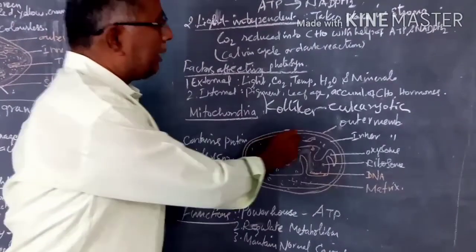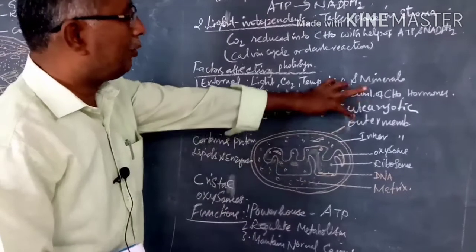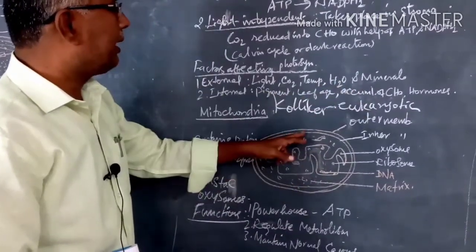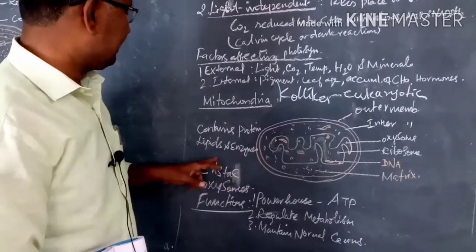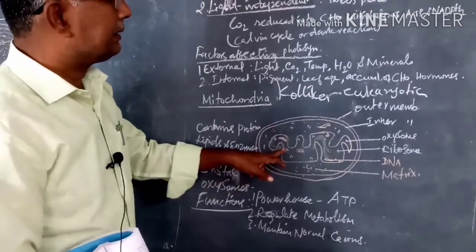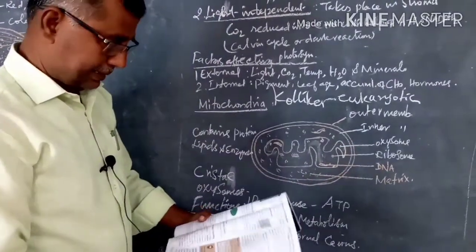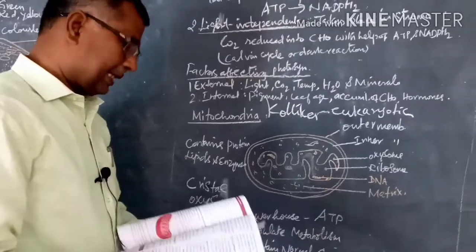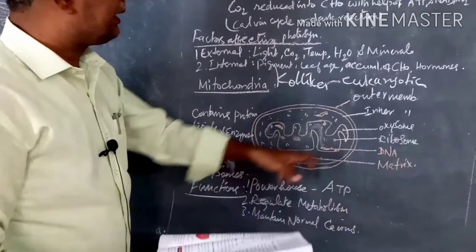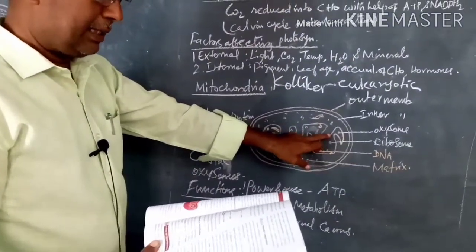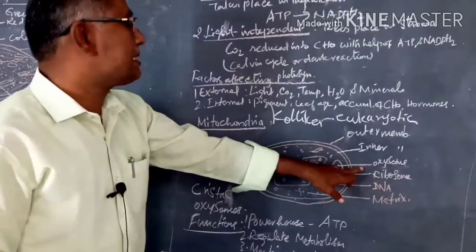Mitochondria have two membranes, the inner membrane and the outer membrane. The inner membrane has foldings, which are known as cristae. Inside the cristae, oxysomes are present. Understand? The oxysomes look like a tennis racket. The oxysomes are involved in ATP synthesis.